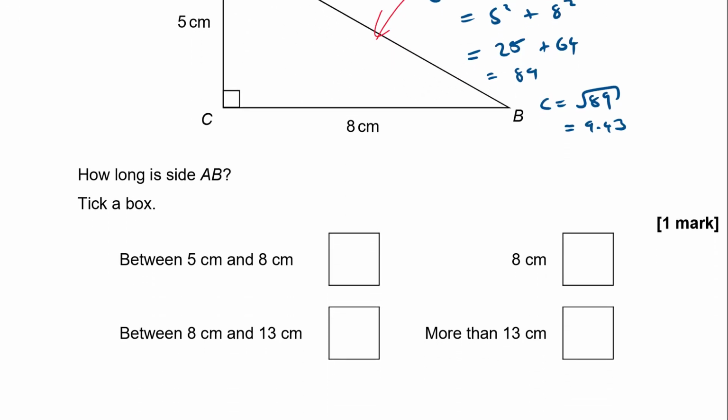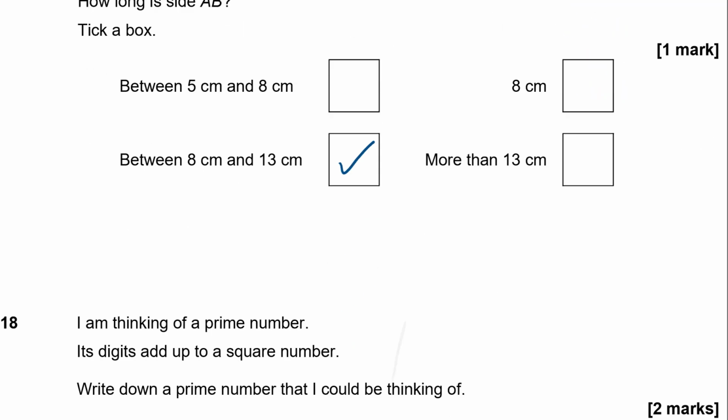9.43. So is it between 5 and 8 centimeters? No. Is it 8? No. Is it between 8 and 13? Yes, it is. Is it more than 13? No. Okay. Well, we did it a long way there, really, didn't we? I think we could have just said it was between 8 and 13 and just guessed. It can't be 8 or less because it's the longest side, so it's got to be more than 8. And it can't be longer than the 2 other sides added together because that wouldn't make a triangle. Okay, so that's the other way of doing it.